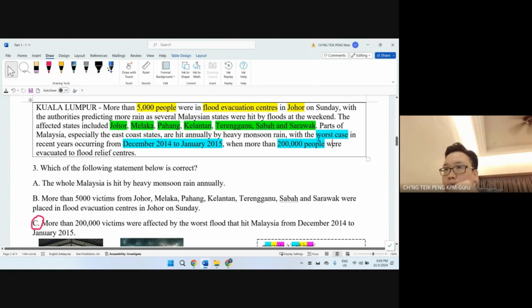And another piece of information, the worst case that hit Malaysia happened in December 2014 and January 2015. At that time, we knew the total number. At that time, 200,000 people were affected. Okay, but that happened in 2014 and 15. So this is a different case. The one that I colored in blue is a different case.